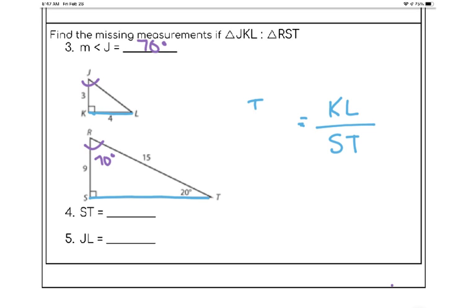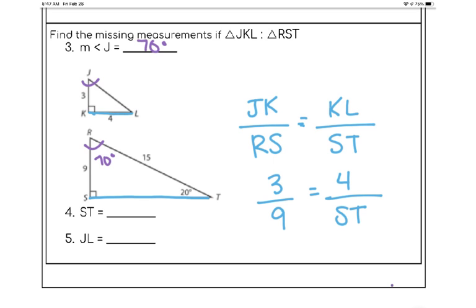Well, we have JK and RS. We have both of those. We know that JK is 3, RS is 9. KL, we know KL is 4, but we're still looking for ST. So there's a couple different ways you can solve this. You can try to figure out, well, what can I multiply 3 by to get 4, and then I'll multiply that same number by 9 to get ST. Or you can go back and refer to what you did in probably middle school, and you can cross multiply.